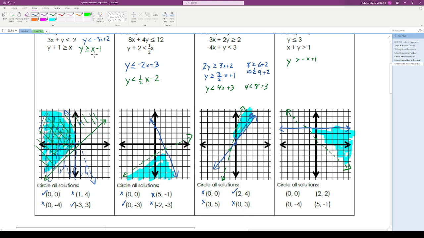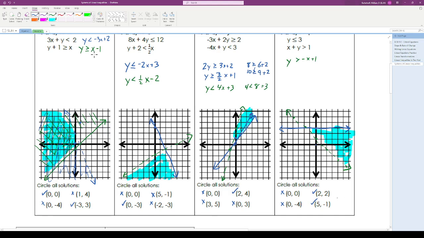Our last one here, we have 0, 0. That is not a solution. 2, 2 is definitely a solution. 0, negative 4, definitely not. That's way below the green line. And then 5, negative 1 is definitely a solution.